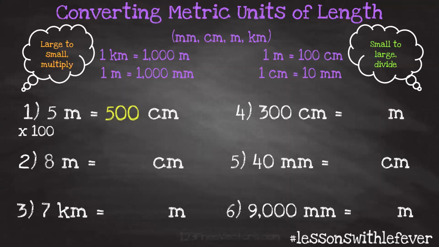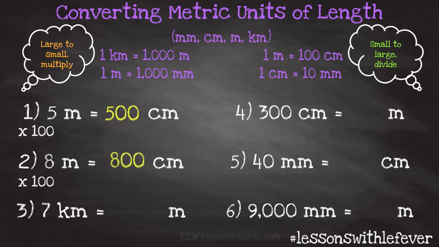Now let's keep going. Number 2 says 8 meters is equal to how many centimeters? This is the same as the problem before. We know that 1 meter equals 100 centimeters. And since we're going from a large unit to a small unit, we're going to multiply. So 8 times 100 gives us 800.